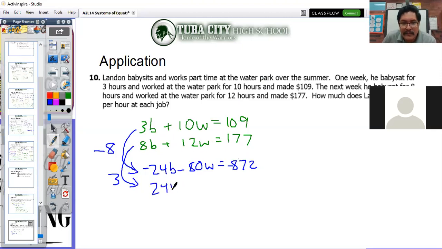So 24b, which they match and are opposite. That's what I wanted. And plus 36w. 3 times 12, yeah, 3 times 12 is 36. Equals 177. Bring up my calculator again. 177 times 3, that'd be 531. Negative 531.